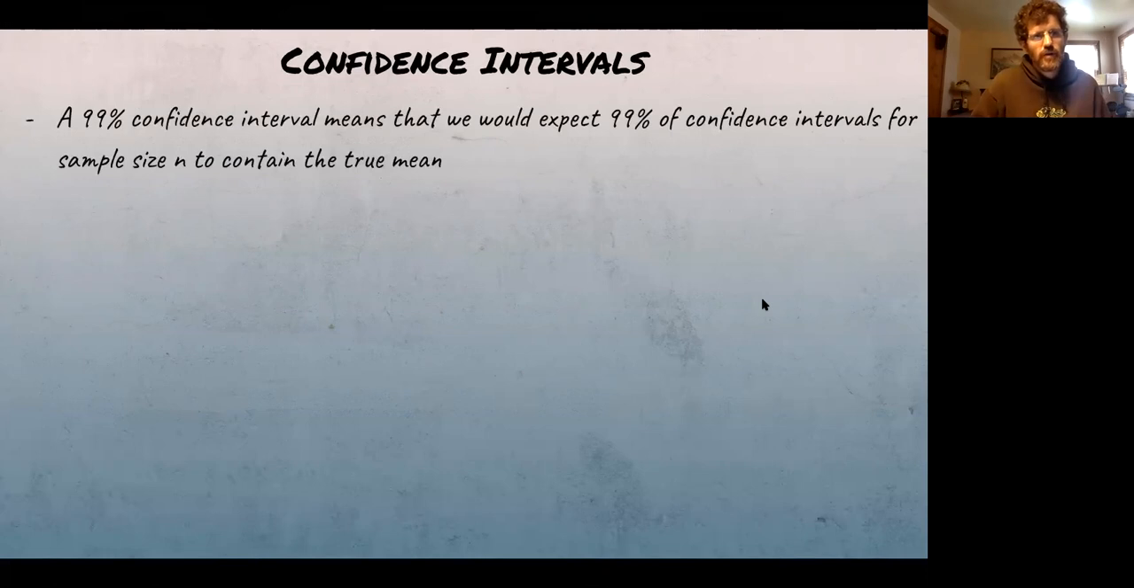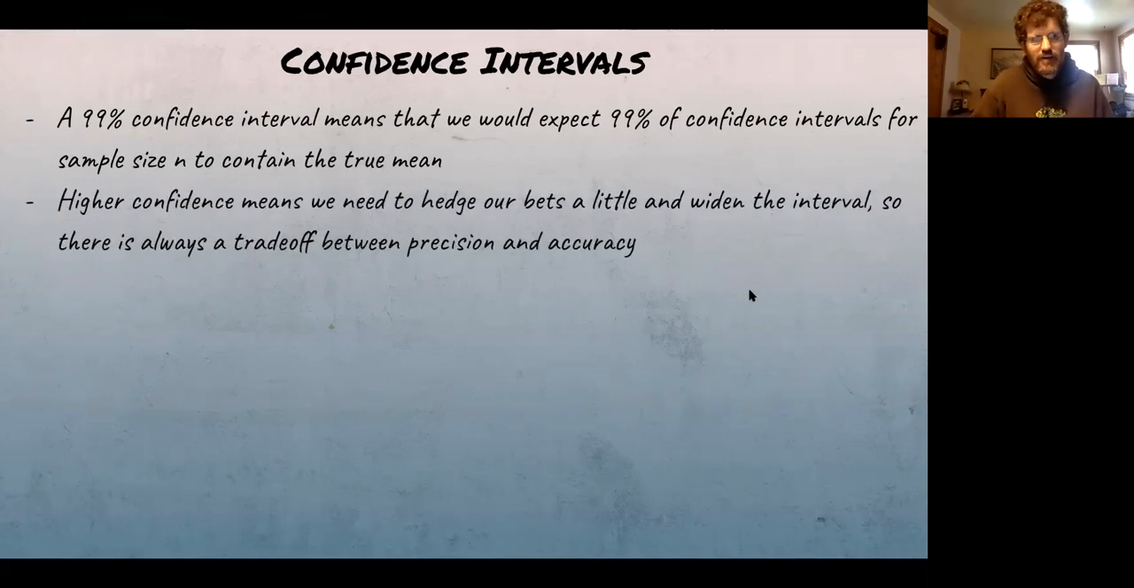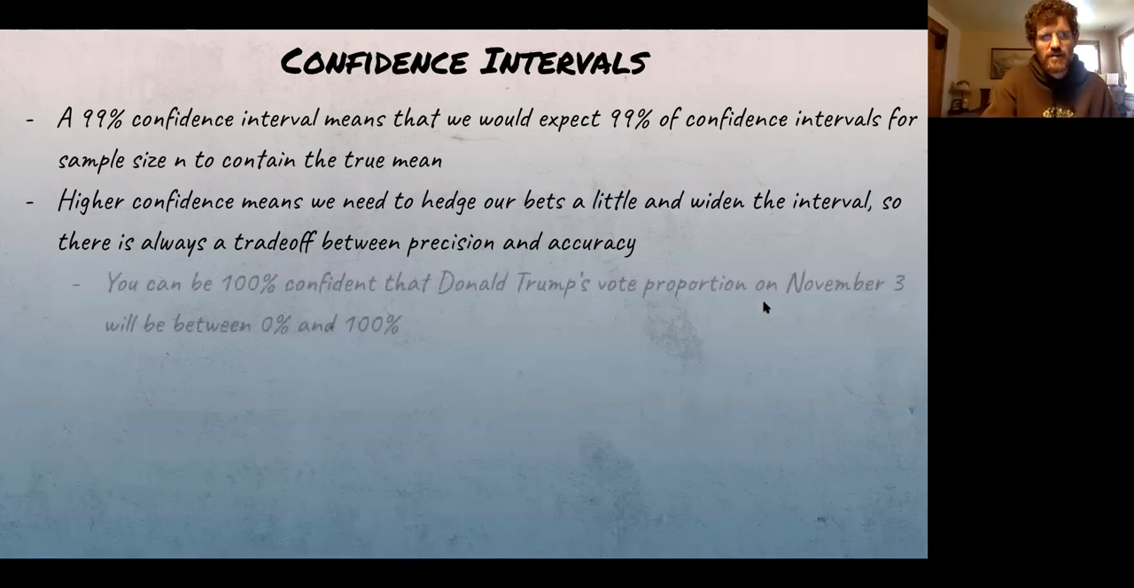So here we go. A 99% confidence interval means that we would expect 99% of confidence intervals for sample size n to contain the true mean. And just like we already saw, higher confidence means we need to hedge our bets and widen that interval, cast a wider net. So there's always a trade-off between precision and accuracy.